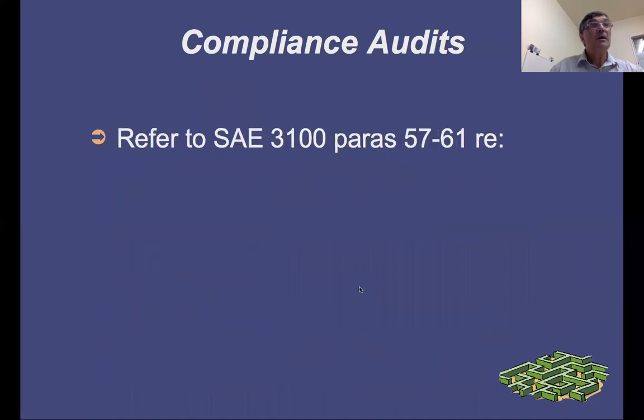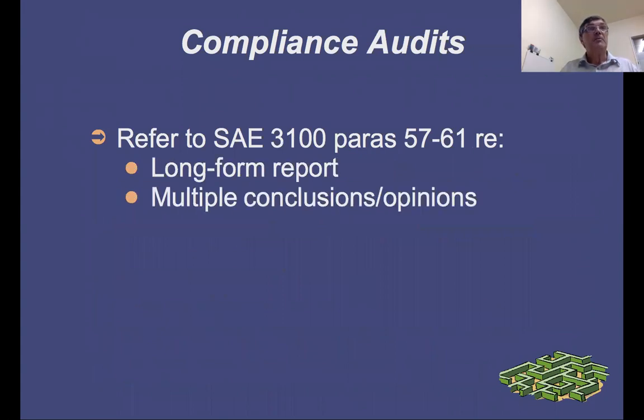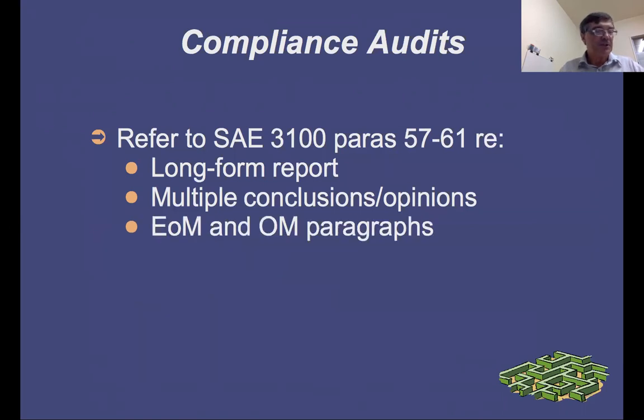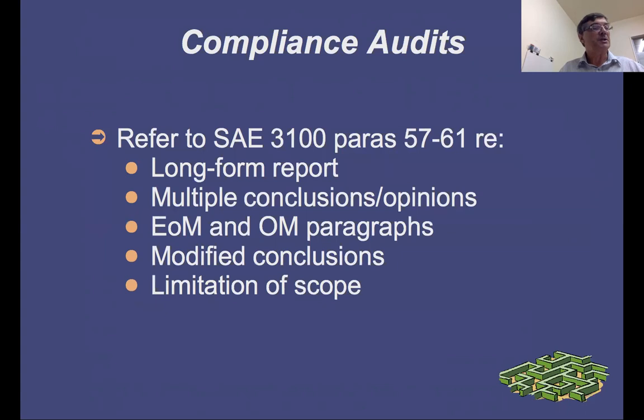Sorry about that. If you're doing a compliance audit, then you might be well advised to refer to the standard SAE 3100, and you've got paragraph numbers there if it's a long form report. If we have multiple conclusions or opinions, now we haven't discussed this afternoon multiple qualifications. That can be really, really tricky. It would have taken up a lot of time. Again, refer to the standard if you have emphasis of matter or other matter paragraphs, if you have modified any conclusions, or if you've limited the scope.